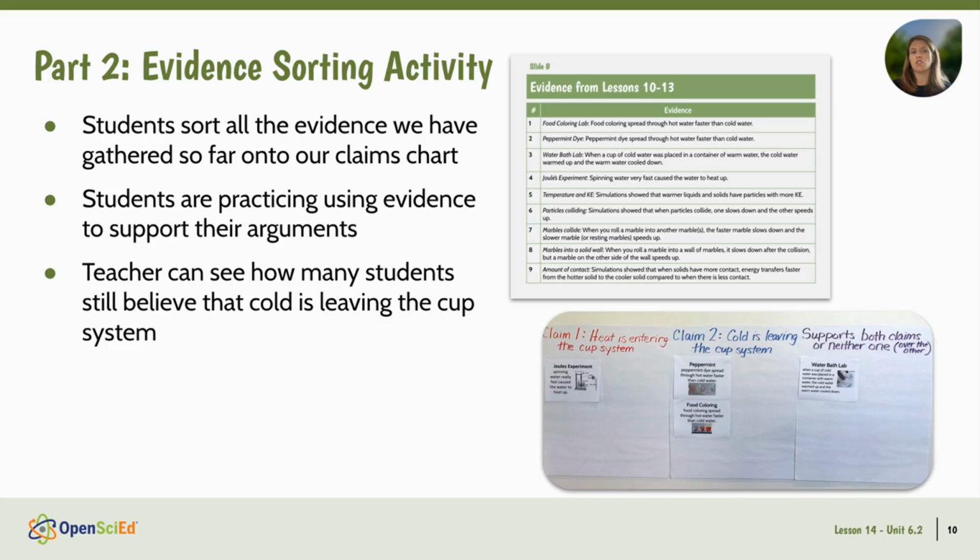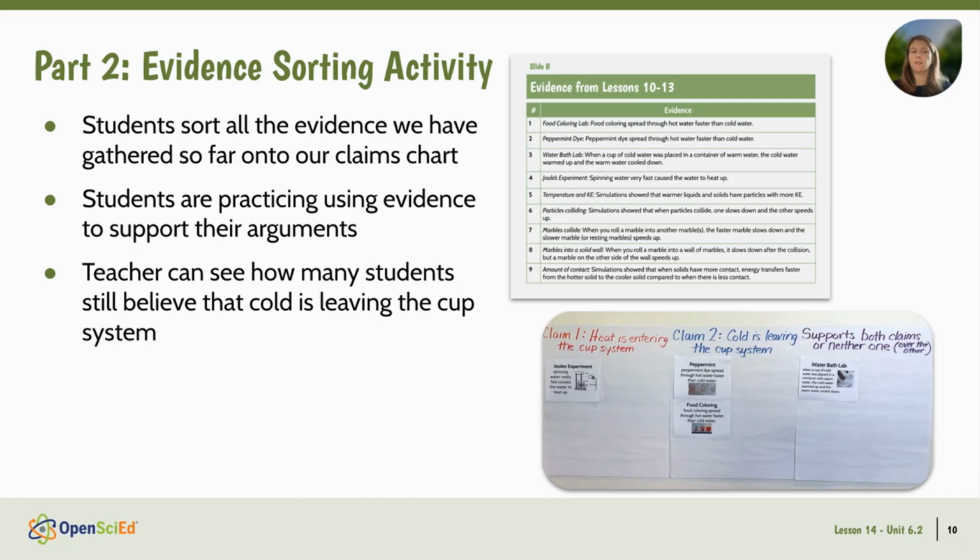This drives a discussion about what the evidence supports, either heat entering or cold leaving. The evidence gathered in lessons 11 through 13 should better support heat entering the system, while the evidence gathered before lesson 11 might be more neutral, and students could say that it supports both.